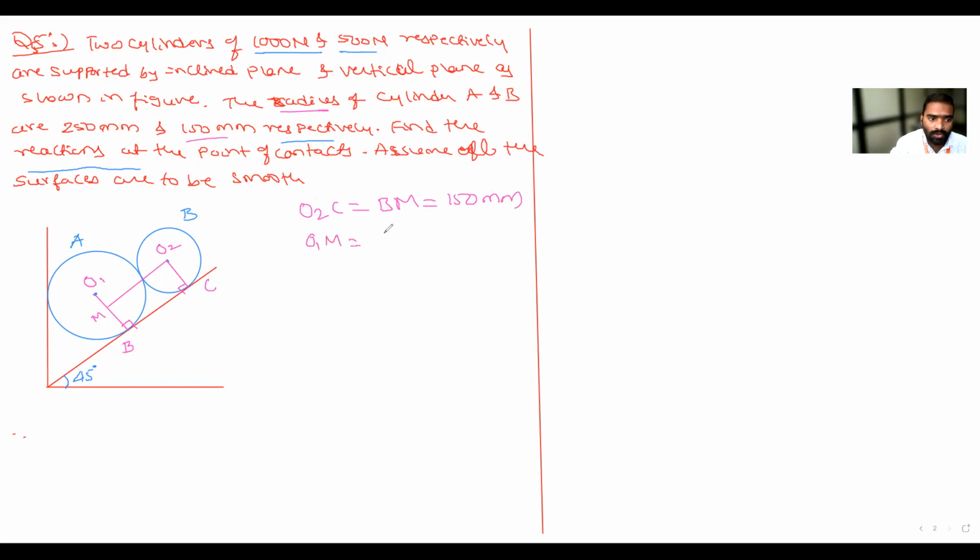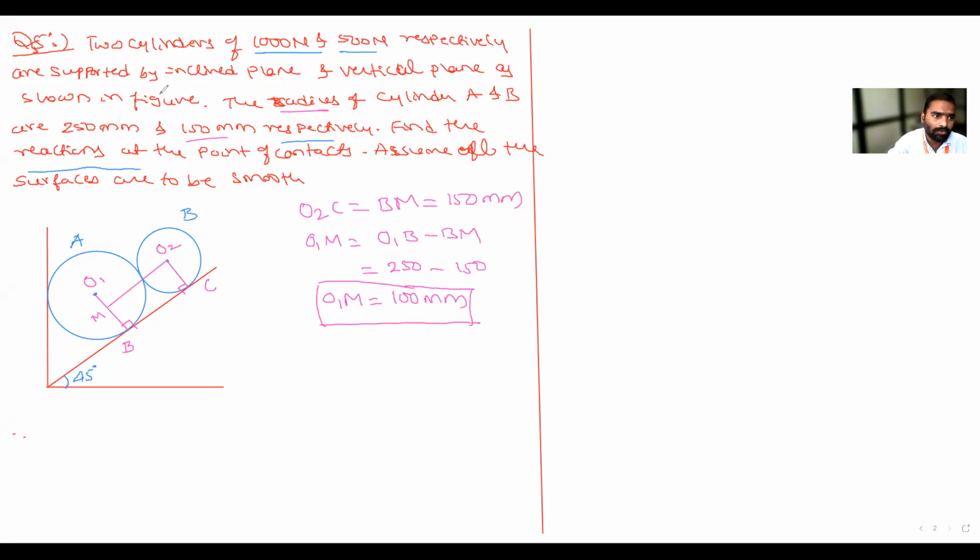O1M is equal to O1B plus 1B minus 150. O1B is the radius of the first cylinder, 250. 250 minus 150 gives 100. So O1M is equal to 100. Is it clear, everyone? Yes, sir. Okay, so O1M has come.